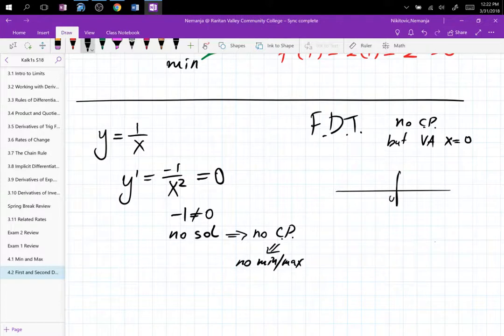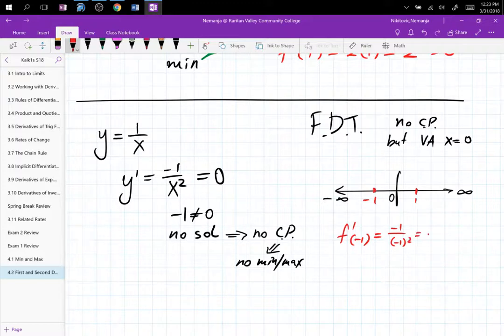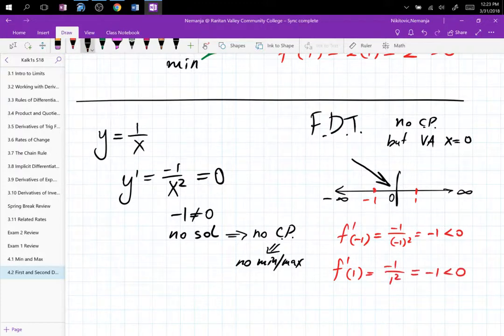Okay, let's do the partition. You just break it at 0, and you have negative infinity to positive infinity. Get your test points, negative 1 and 1. And then we go f prime of negative 1. That's the first derivative test. You are plugging the test point into the first derivative. We get negative 1 divided by negative 1 squared, and that's negative 1, less than 0. We have a decrease. Then f prime of 1 is negative 1 over 1 squared, which is also negative 1, less than 0. And this is also a decrease.